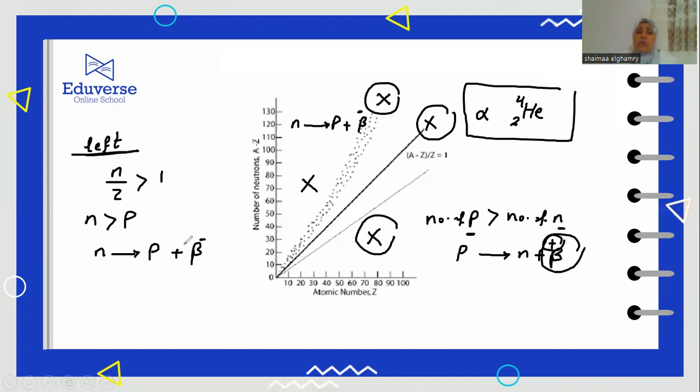What will happen when the neutron is converted to proton? What will happen to the atomic number? What will happen to the mass number? Because neutron is converted to proton, so atomic number will what? Increase by 1. But mass number doesn't change.